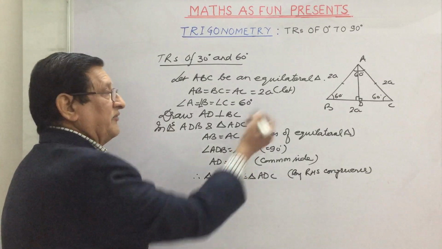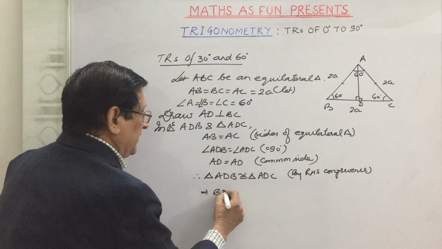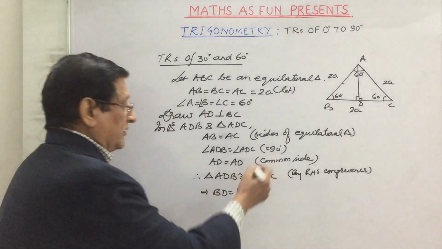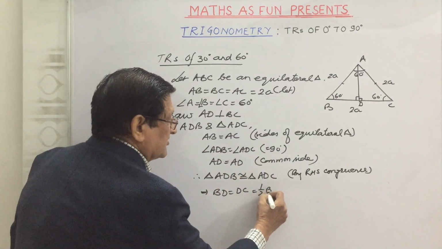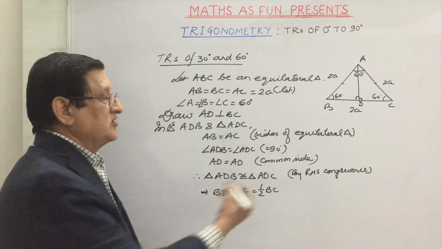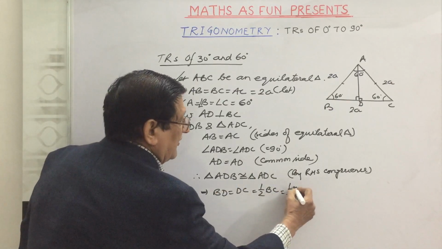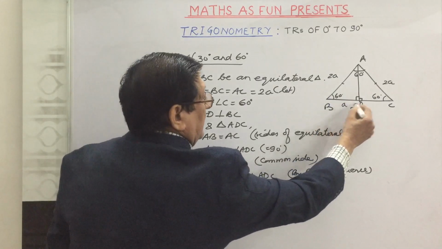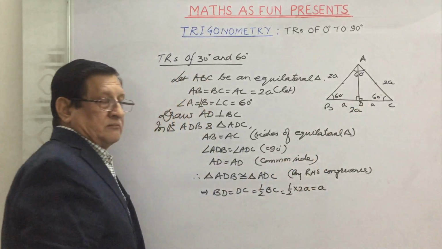It means what? If they are congruent, certainly BD will be equal to DC. And this will be half of BC. BC is 2a, so this will be half of 2a. It means each will be a. This is a and this is also a.